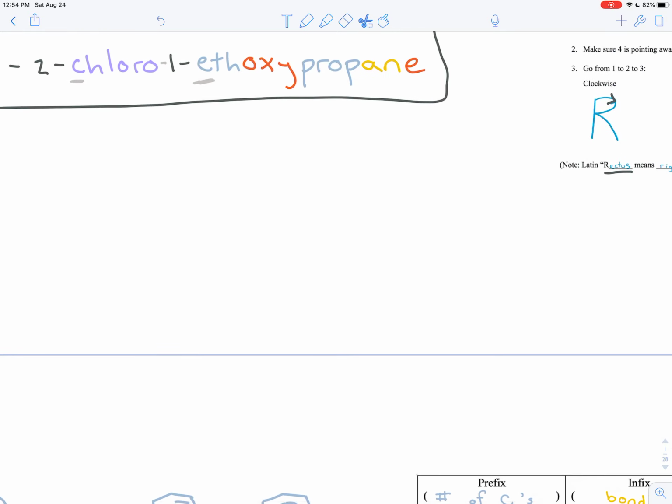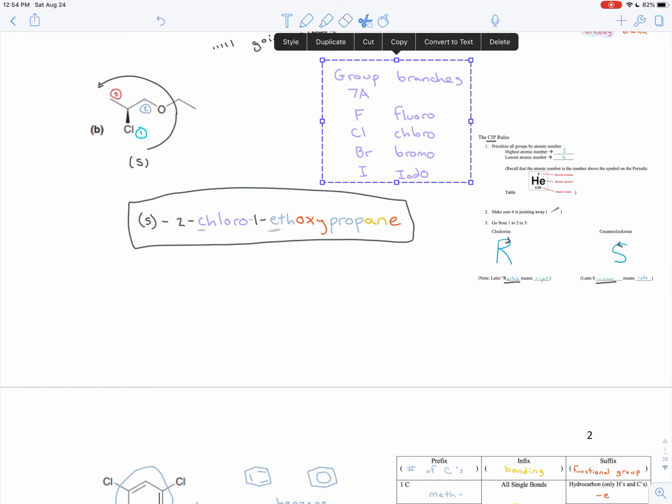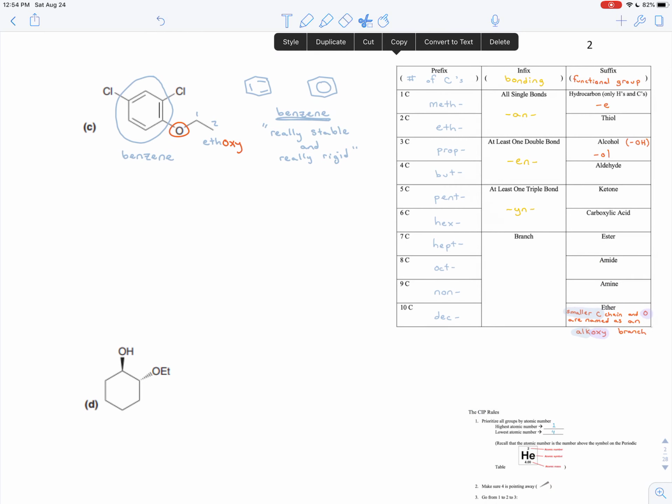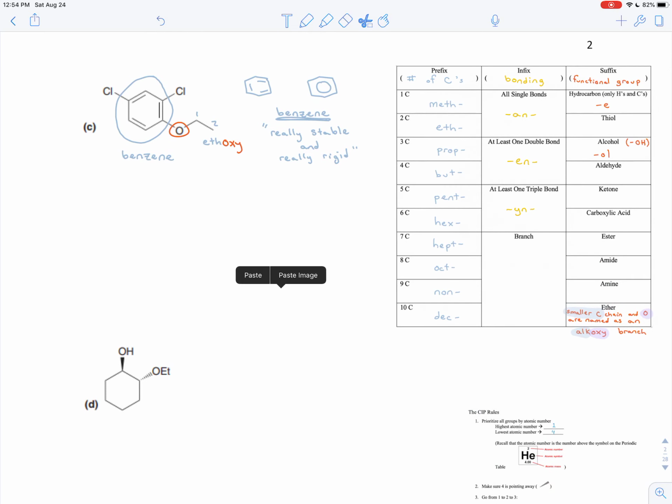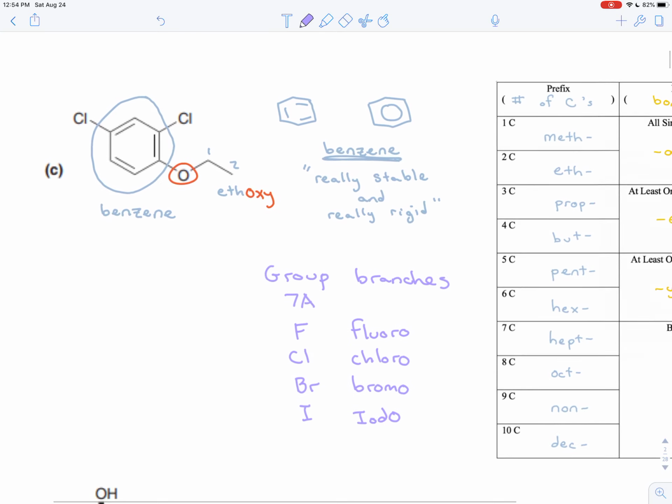We also saw previously that when you have one of the halogens, those are the elements in group 7A on the periodic table, you name them as branches by taking the first syllable and adding an O. So we have 2 chlorines here. You take the first syllable, chlor, and add the ending O.